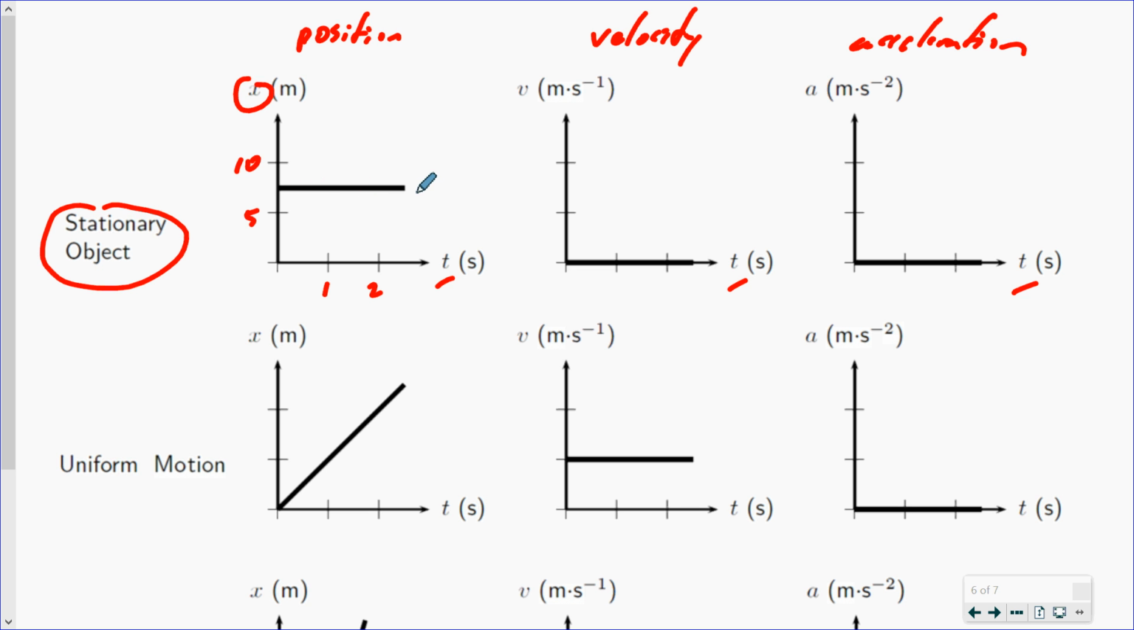It is not moving. Well, if it's not moving, there's no velocity and there's no acceleration. The slope of the position time graph is velocity, but here there's no change in position. So if our delta x for position equals 0, then the slope is going to be 0. So that's why velocity is 0 and acceleration is 0, if you have a stationary object. Hopefully that makes perfect sense.